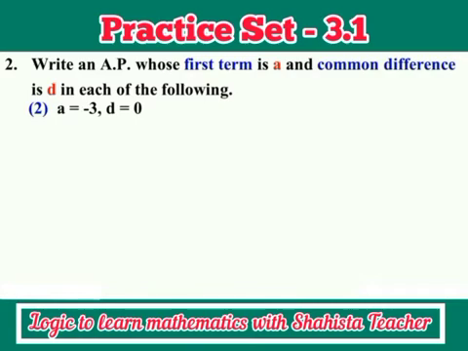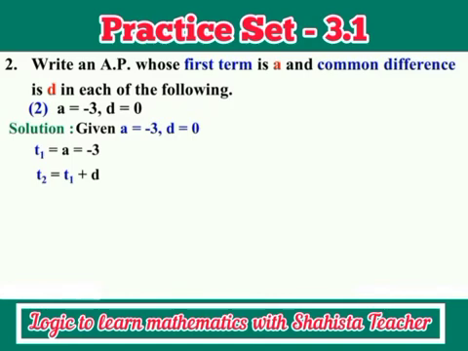A is equal to minus 3, D is equal to 0. So here, given A is equal to minus 3 and D is equal to 0, T1 is equal to A is equal to minus 3. T2 is equal to T1 plus D. T1 is minus 3 and D is 0, so minus 3 plus 0 gives us minus 3. T3 is equal to T2 plus D. T2 is minus 3, so minus 3 plus 0 is minus 3.